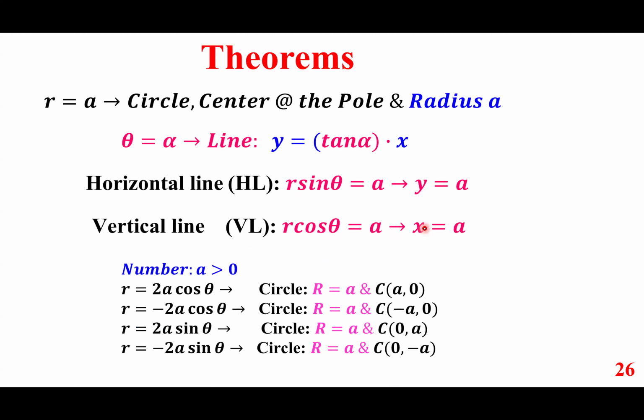All of these represent circles, where r is plus or minus 2a cosine theta or plus or minus 2a sine theta. All of them are circles with the radius equal to a. What about the center? For the cosine, the center is along the x-axis, in this case positive, in this case on the negative side. For the sine, it is along the y-axis. So that's just the theorem that we know.